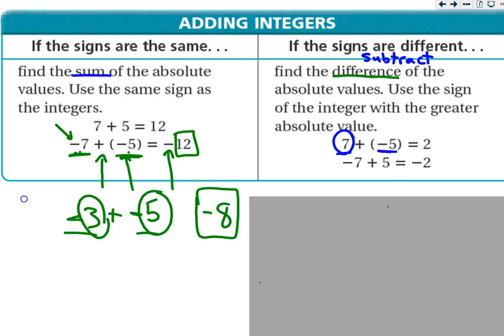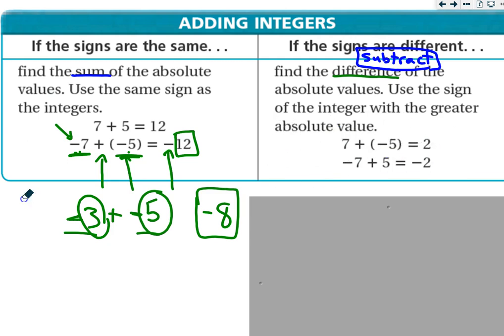So whenever the signs are different, you just subtract the two numbers. So 7 minus 5 is 2. And which sign was bigger, the positive or the negative? Well, the 7 is bigger, so that's why your result is a positive 2. It retains the bigger number's sign.